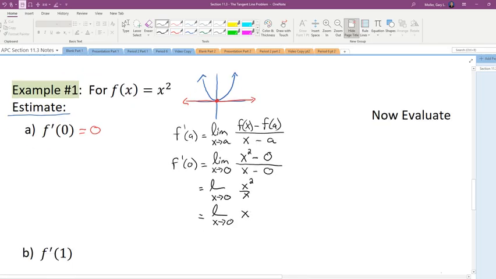And now I can actually take the limit. So now I can actually take the derivative. I'm going to plug 0 in, and now I get to drop the limit statement because I'm taking the limit. I plug in 0, and I get 0.